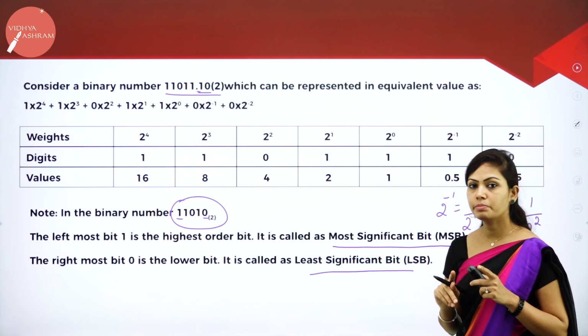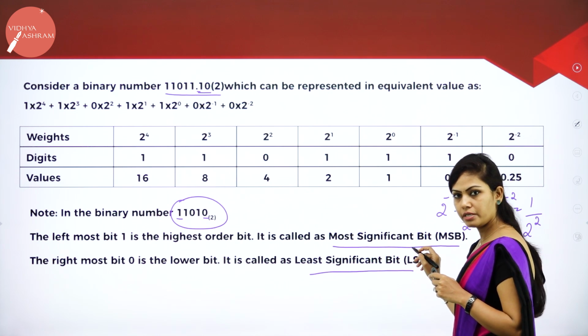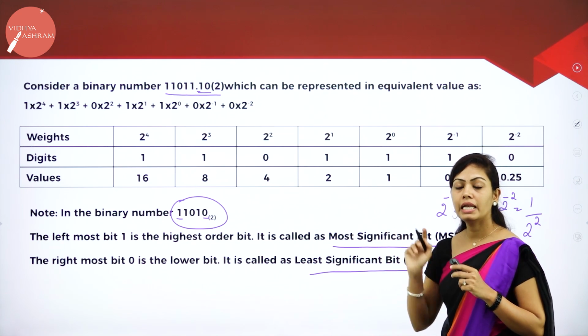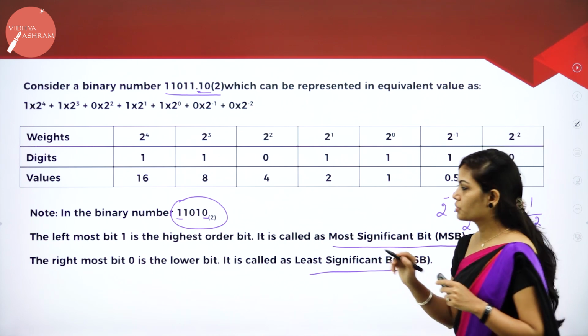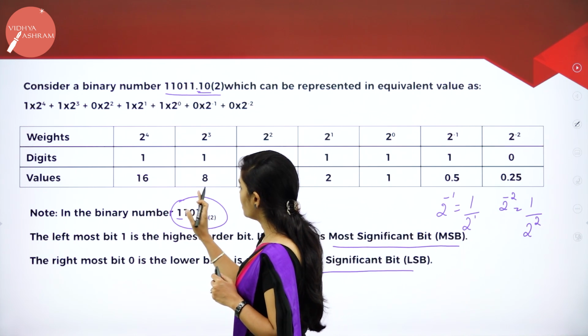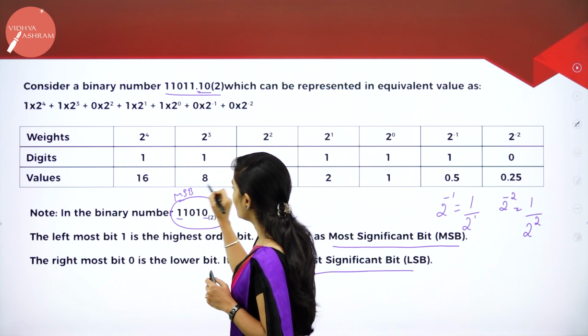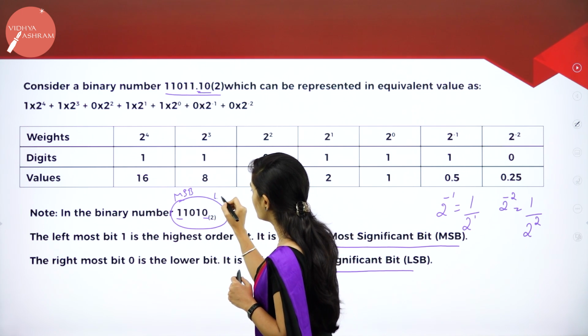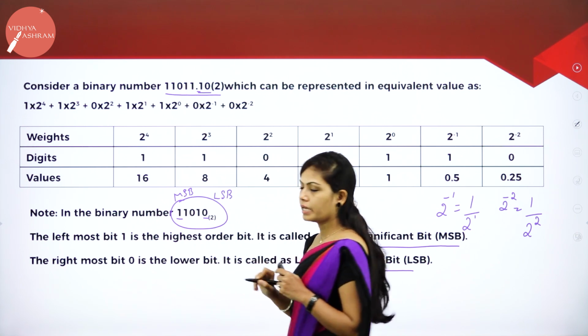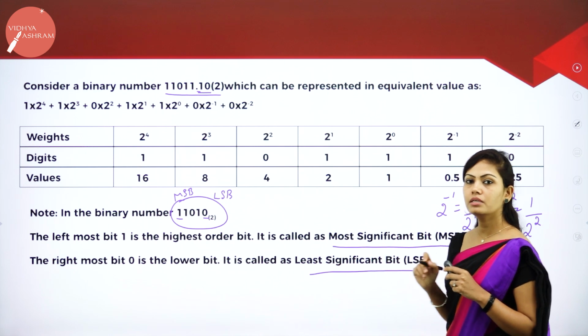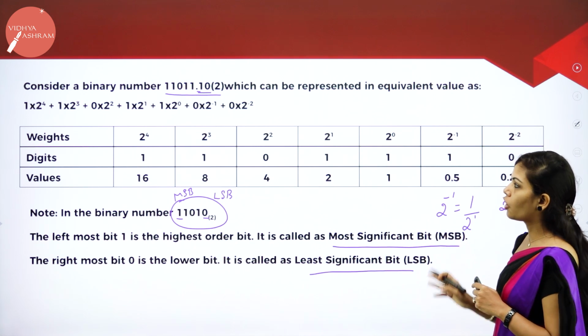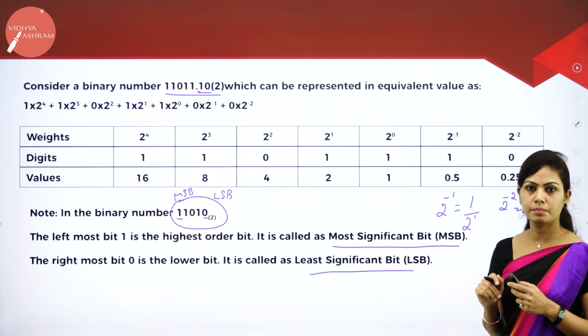So, what does MSB stand for? Most significant bit, and LSB stands for least significant bit. So here in this binary number, the leftmost digit is called the MSB and the rightmost digit is called the LSB. Keep in mind MSB and LSB. So this is called the binary number system.